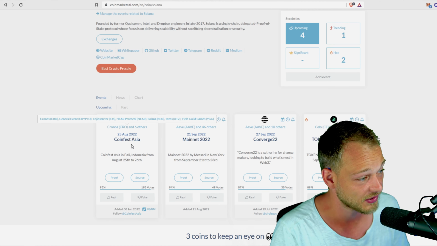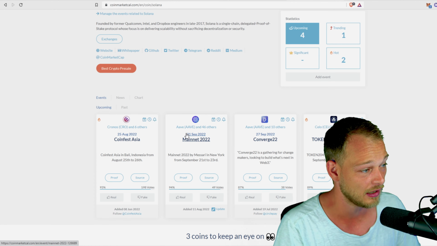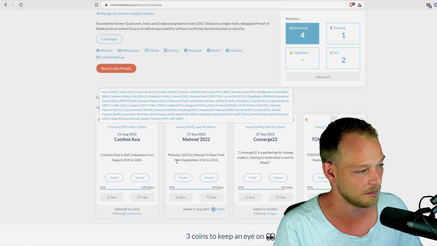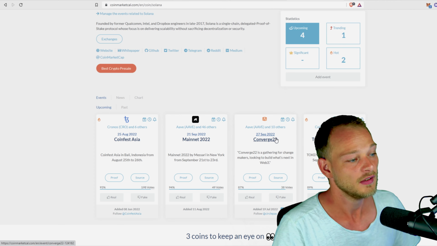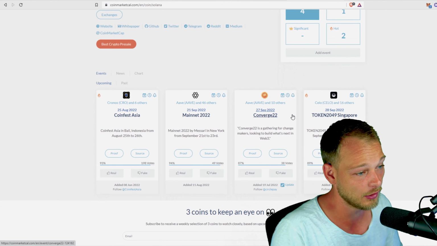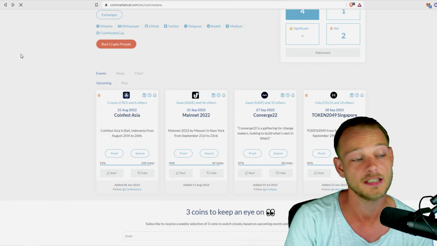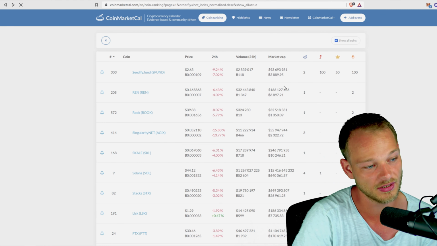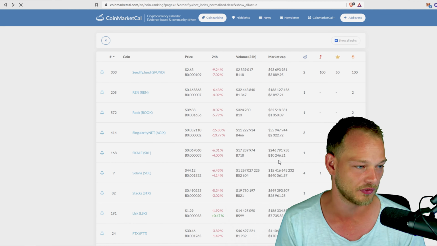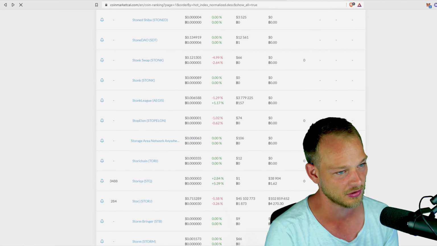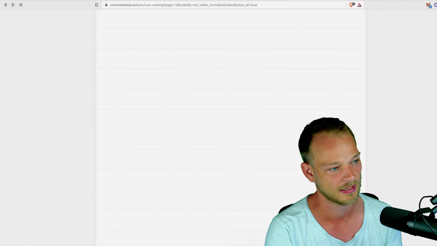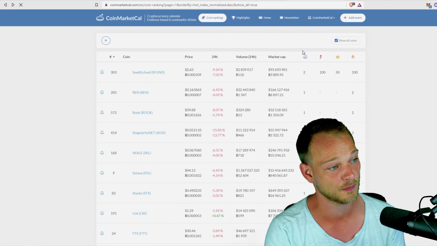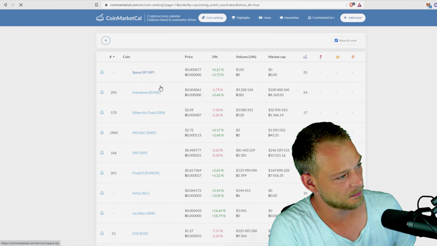So they got the CoinFest in Asia, they got a mainnet for Aave, have the mainnet by Masari in New York from, okay, cool, in 2022. They got this going on, they got that going on. This is all paired with Solana, so that's pretty interesting. So if we go back to that page, we can also filter by this, and then like I said, it takes a while to load because there's a lot of information on this page. It's a big page, so it takes some time to load, but you can filter right here as well. Here we go, Space SIP.